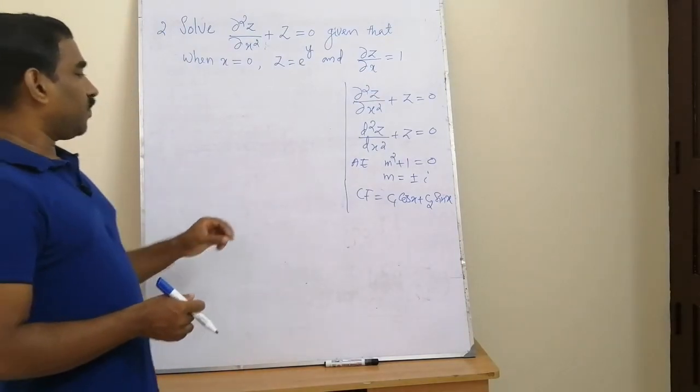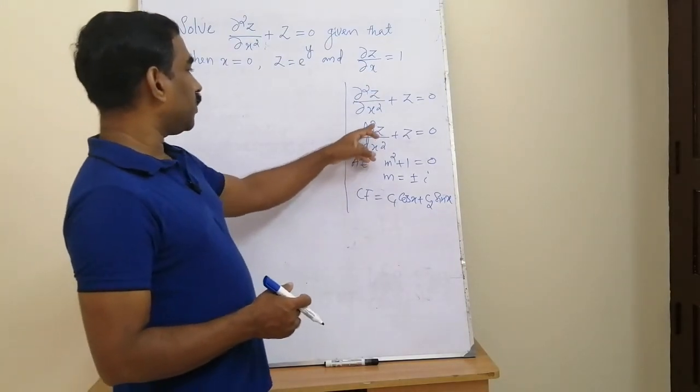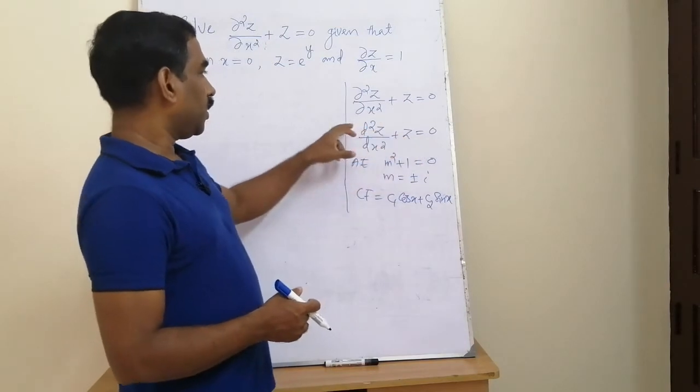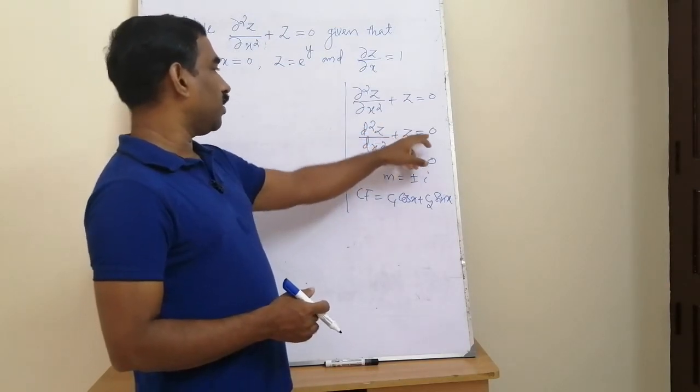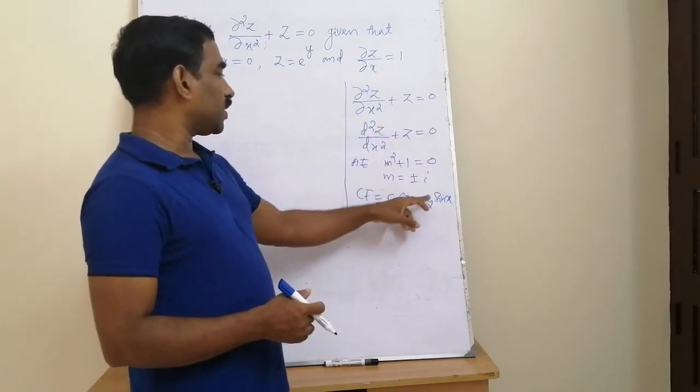And here the method is, first of all, we are finding the general solution of this homogeneous equation, that is d²z/dx² + z = 0, as c1 cos x + c2 sin x.